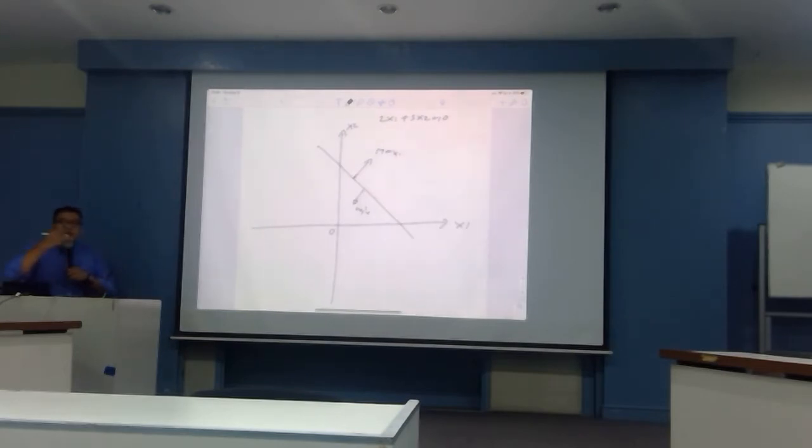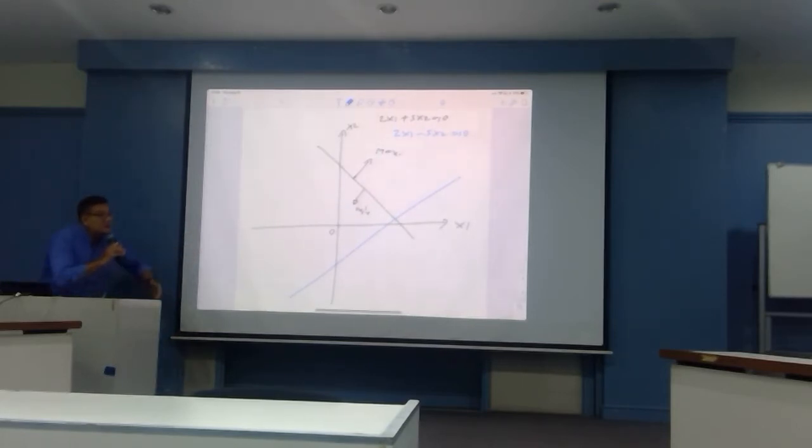Now, let's consider our example number 5. Right now we have 2x1 minus 5x2 equal to 10. You can see the coefficient in front of x1 is positive, right? The coefficient in front of x2 is negative, right? So that's why it's cutting x1 positive, cutting x2 negative.